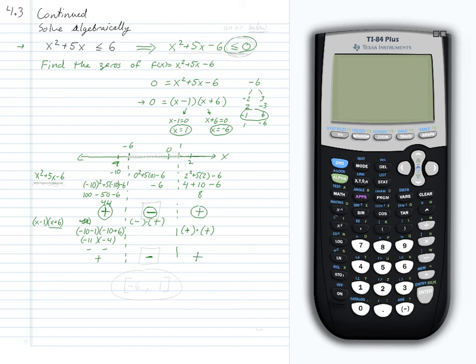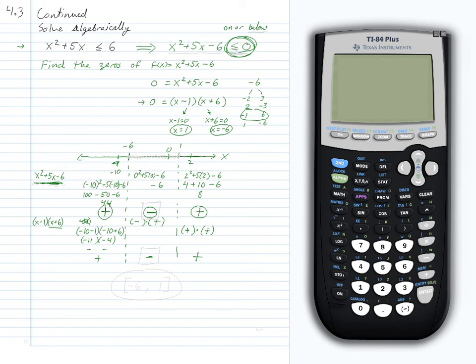Alright, so once I know the sign of the function in each of these parts of the plane, I can figure out which part I'm interested in. Well, going back to our inequality, we want x squared plus 5x minus 6 to be less than 0. In other words, or less than or equal to 0. So we want on or below.